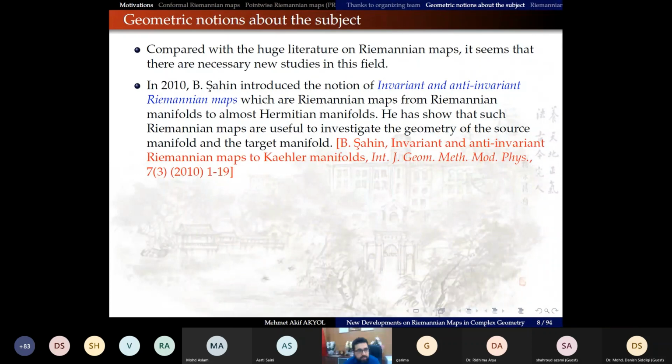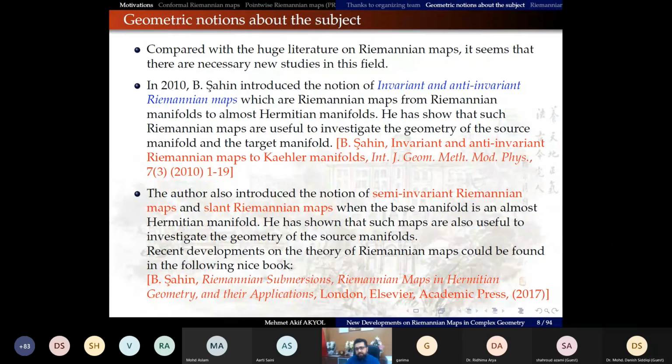For Riemannian submersions, we didn't have any different analog of Riemannian submersion. That's why my advisor, Professor Sahin, defined many new notions in this direction and opened a way for all of us. After he defined these notions, anti-invariant Riemannian submersions, semi-invariant, slant, many geometers defined many different kinds of submersions. And after that, he introduced the notion of invariant and anti-invariant Riemannian maps in 2010. And after this notion, of course, he defined semi-invariant and slant Riemannian maps as a generalization of the above notion.